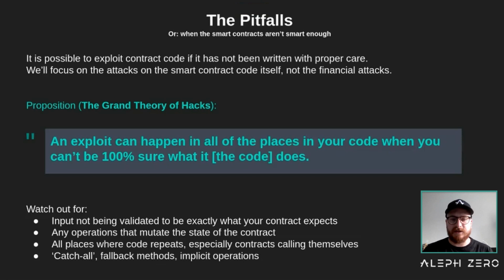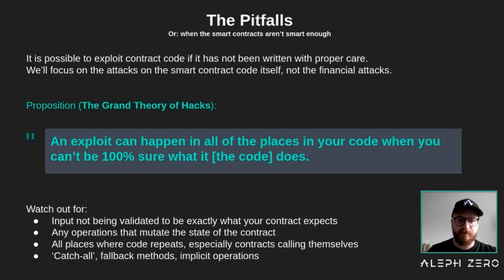And this is my background as a functional programmer talking, but any operations that mutate the state of the contract are inherently dangerous. Of course, you cannot avoid them, and they are essential to the functioning of your program. But it's nice to separate them, or treat them with special care in your contract. Stuff like code repeating itself, so not only loops, but especially recursion of any sort, and contracts calling themselves, is a really important area to focus on, and a lot of attacks happen there. Especially when you add catch-all methods like Solidity's fallback, and any implicit operations. This is something to really watch out for.